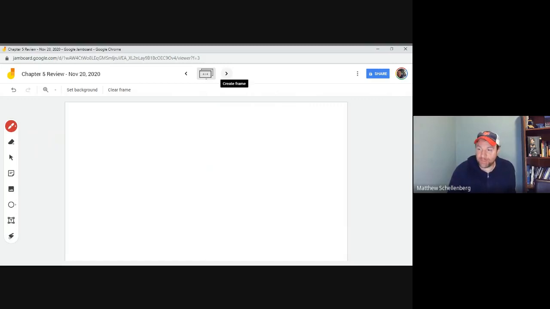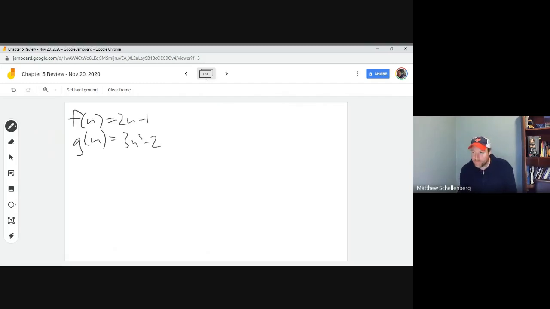So the next couple of questions, 5 through 10, have to do with operations and functions, adding them, subtracting them, multiplying them, dividing them. And so let's begin. Number 5 says that we have f of n equals 2n minus 1. g of n equals 3n cubed minus 2. And they want to know, what is f of n minus g of n?